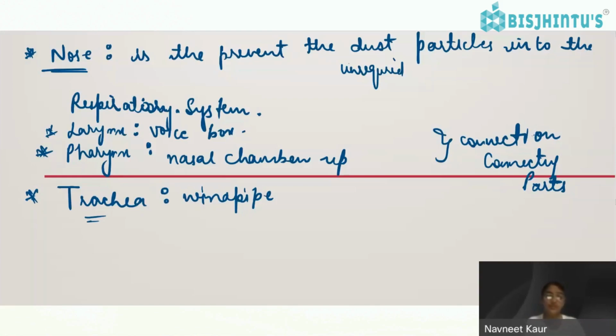C-shaped cartilaginous rings are present. C-shaped cartilaginous rings are there.